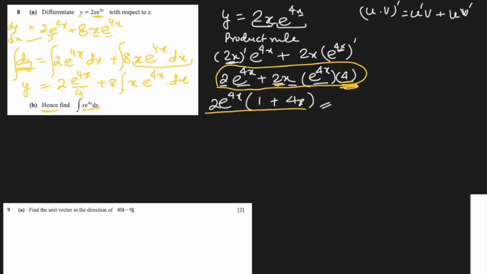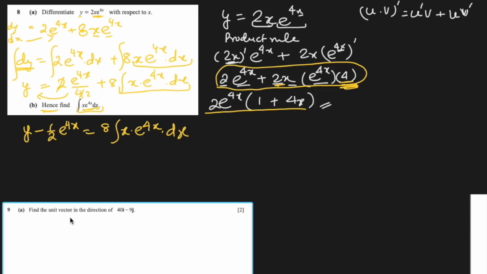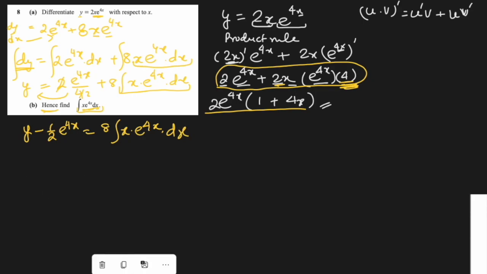But luckily this whole thing matches with our question. That means if I bring this here, y minus 2 and 4 cancel, half e to the power 4x is equal to 8x e to the power 4x dx, right? So now y is 2x e to the power 4x.